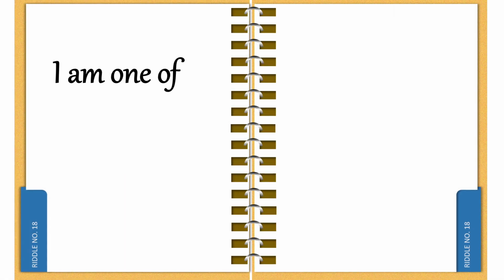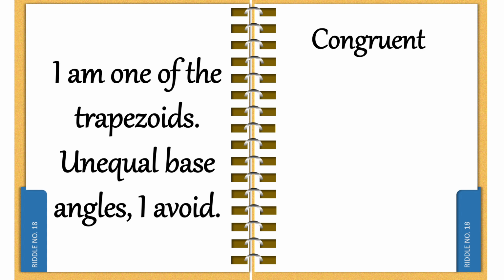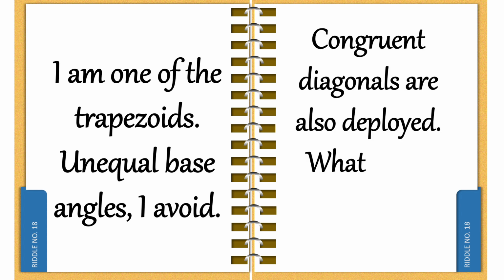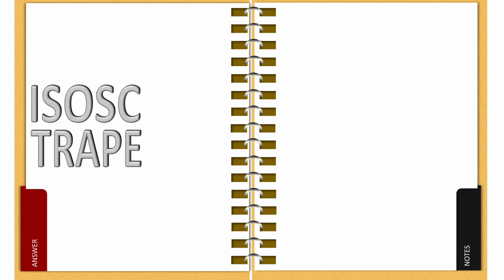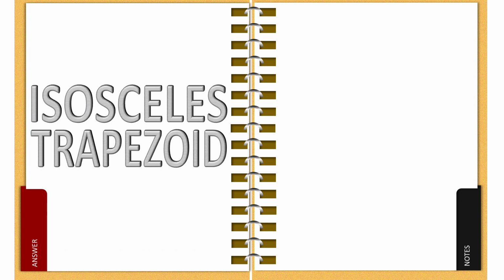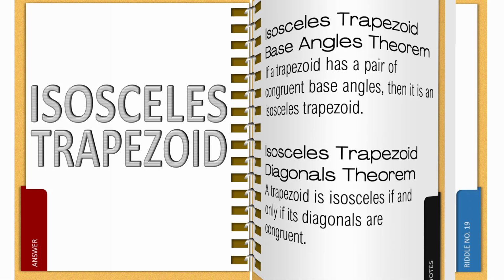I am one of the trapezoids. Unequal base angles I avoid. Congruent diagonals are also diploid. What am I? Can you fill the void? Isosceles is the correct answer. These two are the theorems that support the answer of the riddle.